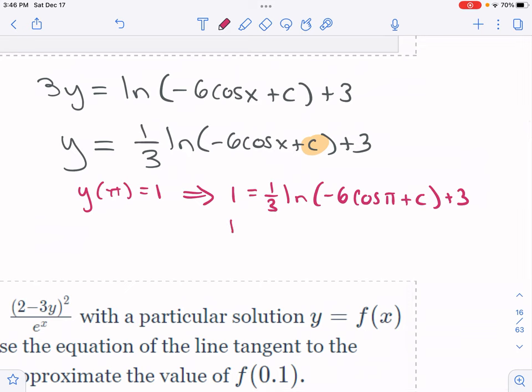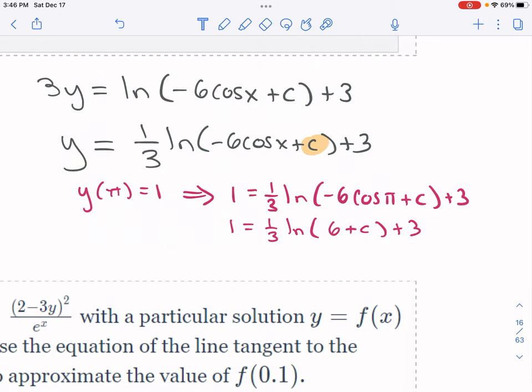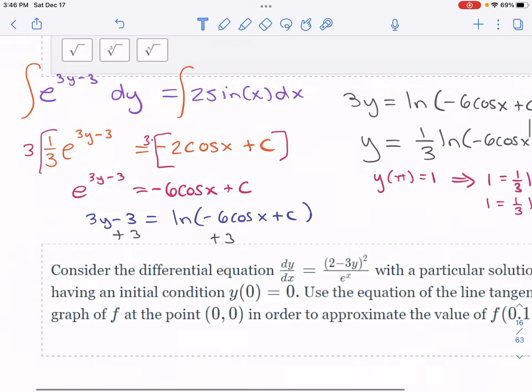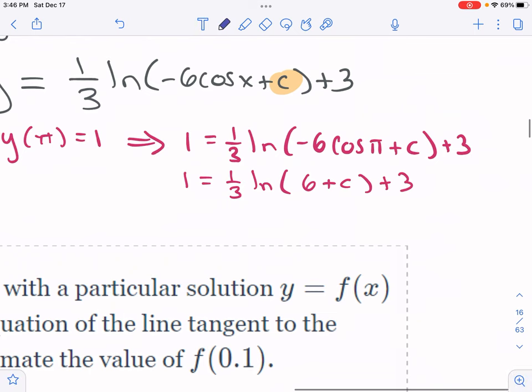Okay, and now I have 1 equals a third natural log of, so cosine of pi is negative 1, so negative 1 times negative 6 is 6, 6 plus c, plus 3. And now I can tell it was probably a bad decision to wait to solve for c to the very end, because I'm going to have to undo a lot of the things that I did over here. I think I should have solved for c early, but it's worth seeing why that's the case. So you see now I got a minus 3. We're kind of undoing things that I did before.